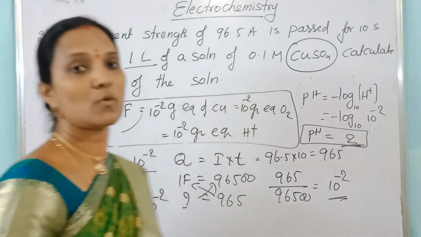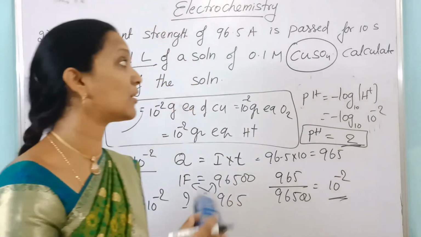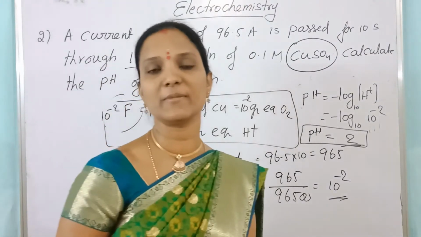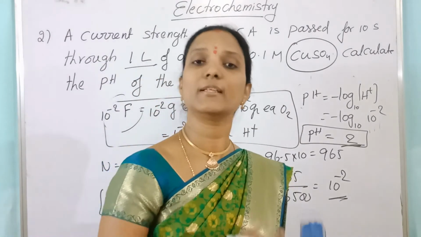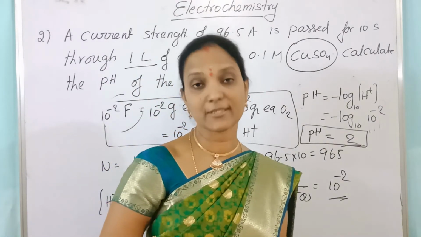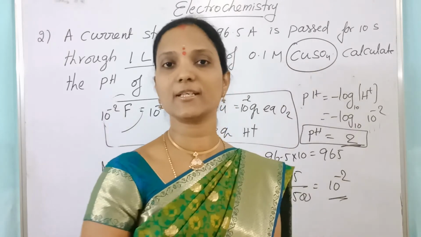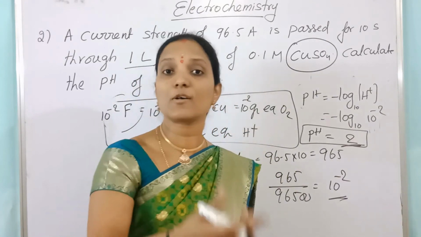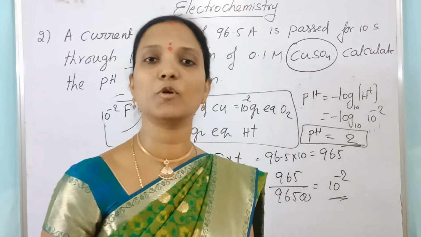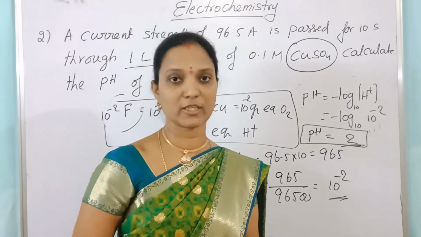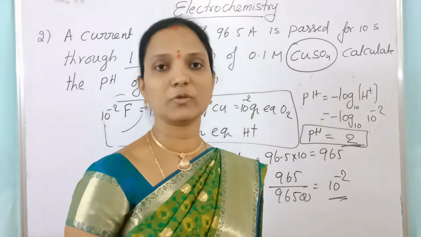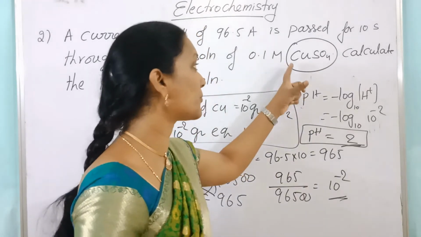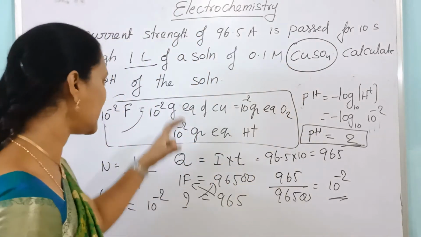First observe what are the products obtained. Nothing but electrolysis. Definitely, a pH problem means aqueous solution only. In that aqueous solution, is H2 released at cathode or not? Is oxygen released at anode or not? If H2 is released, OH minus is present. If oxygen is released, H plus is present. If both are released, no H plus, no OH minus, nothing but the solution is a neutral solution. Okay. First products obtained we have to observe, then calculate.